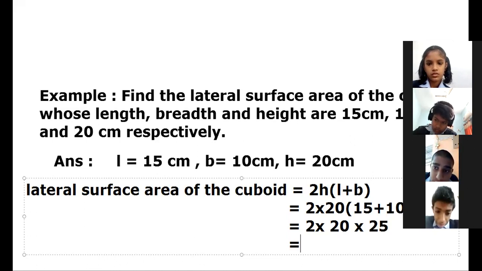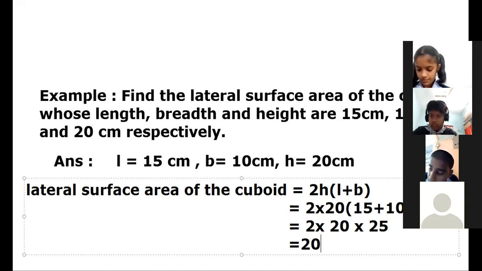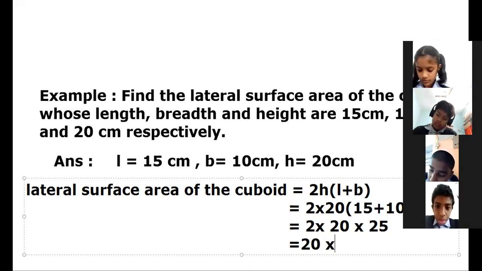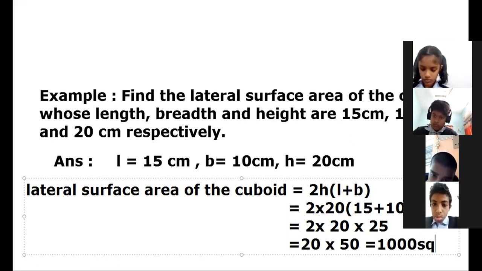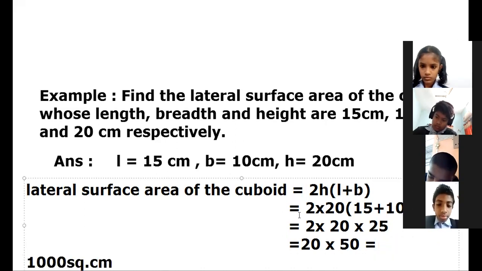2 into 25, you will get 20 into 50. 20 into 50 means 2 into 5, multiply, and write the 2 zeros. So you will get 1000 square centimeter. Right? 1000 square centimeter. This is the answer. Clear?